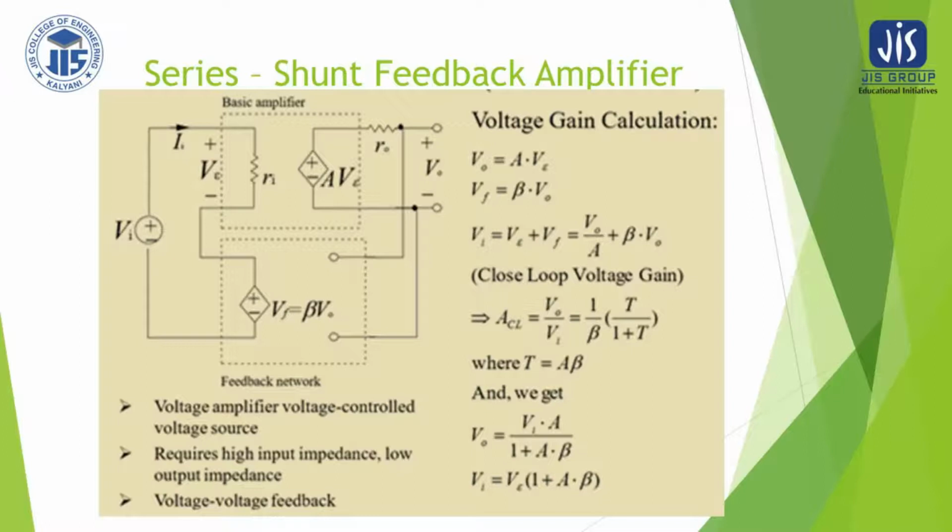Now this is a typical voltage series feedback amplifier. That is, it is called voltage series feedback amplifier. There is another name, which is called series shunt feedback amplifier. So there are two names for the same feedback amplifier. It is a voltage amplifier. That is, the input quantity is voltage and the output quantity is also voltage.